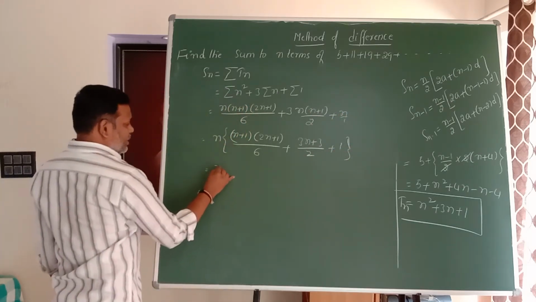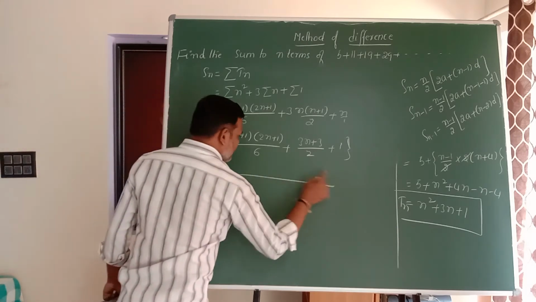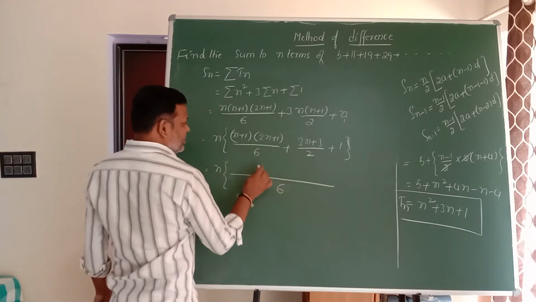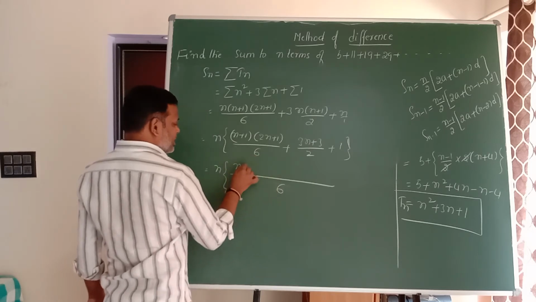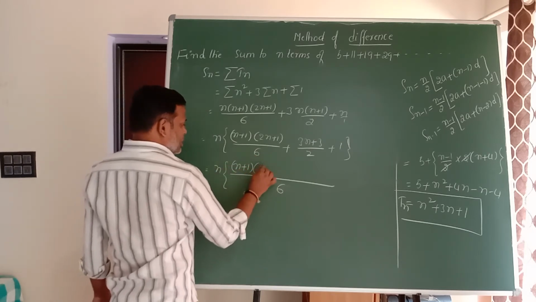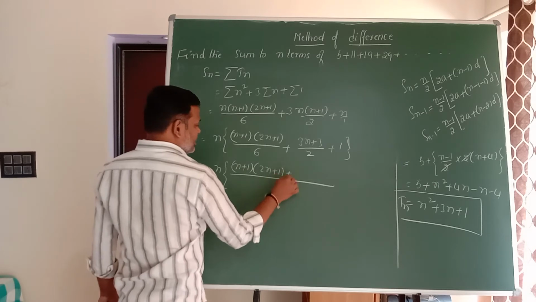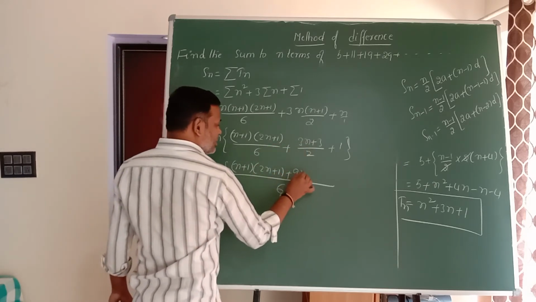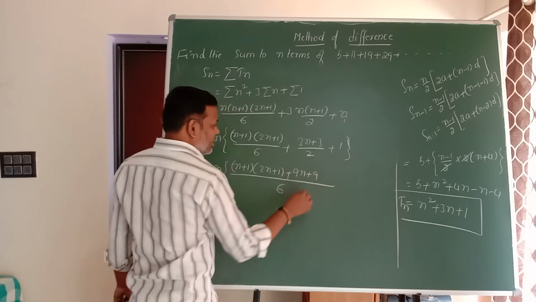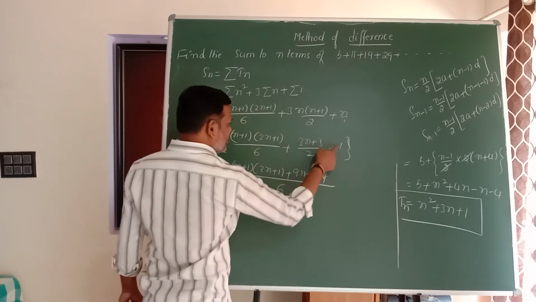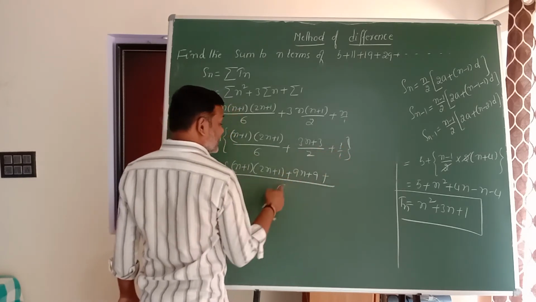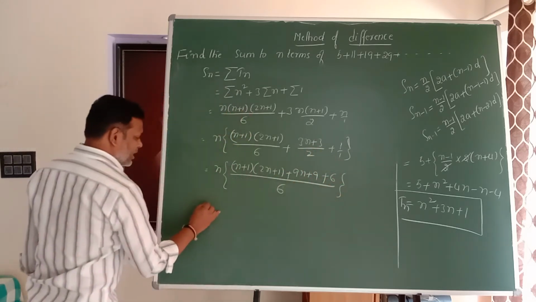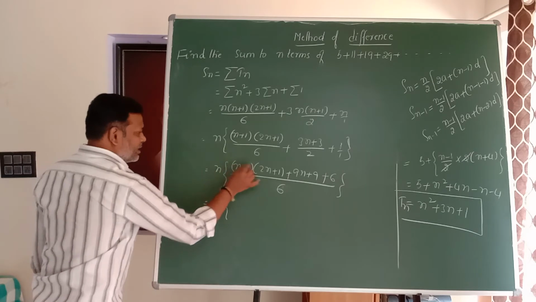So now n into, just have to take LCM. Here 6, here 2. What is the LCM? 6 is the LCM. Then cross multiply. What happens here? (n plus 1) into (2n plus 1) plus 3 into (3n plus 3), just multiply 3 to here. This becomes 9n plus 9 plus, LCM is 6, cross multiply here because 1 is there. 1 sixes are 6. That 6 you have to multiply. Now just simplify n into, just multiply this term.